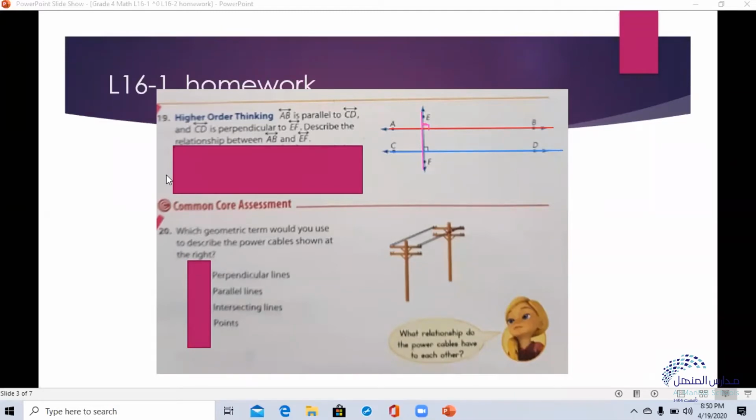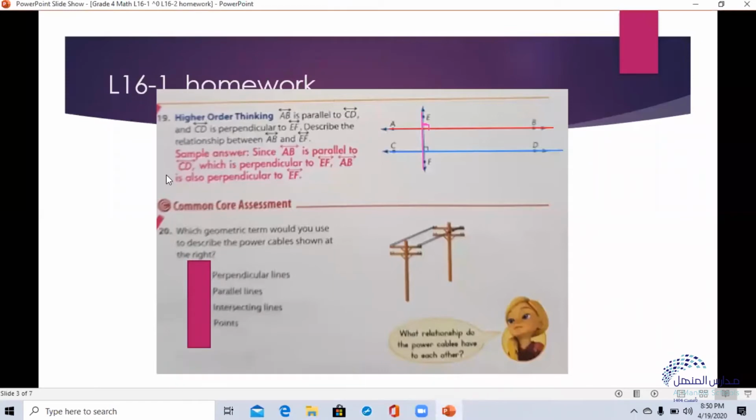So let's look at our answer. Since line AB is parallel to line CD, which is perpendicular to line EF, line AB is also perpendicular to line EF.